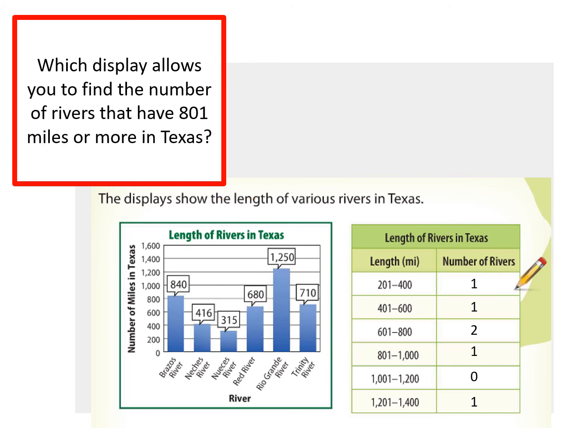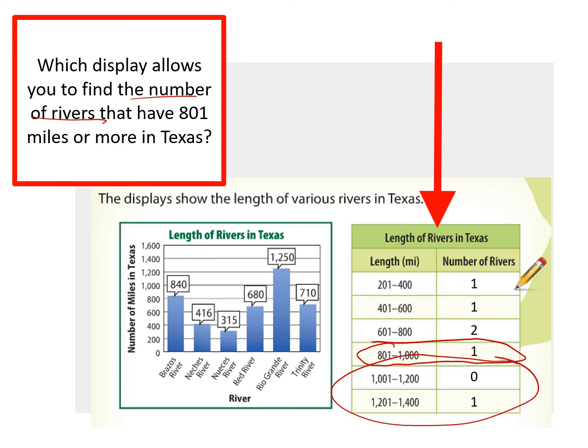All right, how about which display allows you to find the number of rivers that have 801 miles or more in Texas? Yeah, a frequency table because I'm counting how many of something there are. The number of rivers, and that would be a frequency table. And over here, the number of rivers more than 801 is in this area right here. Okay? And more would be all of these, of course.